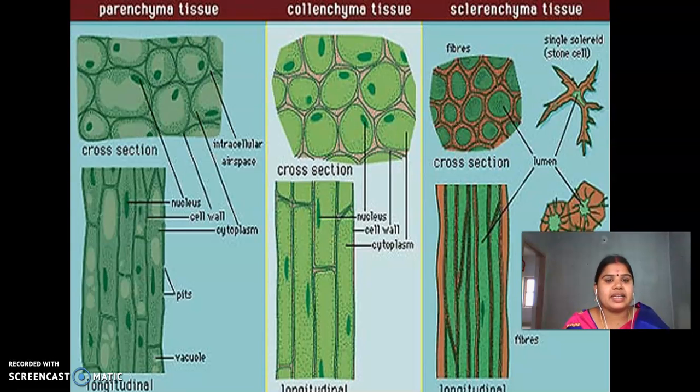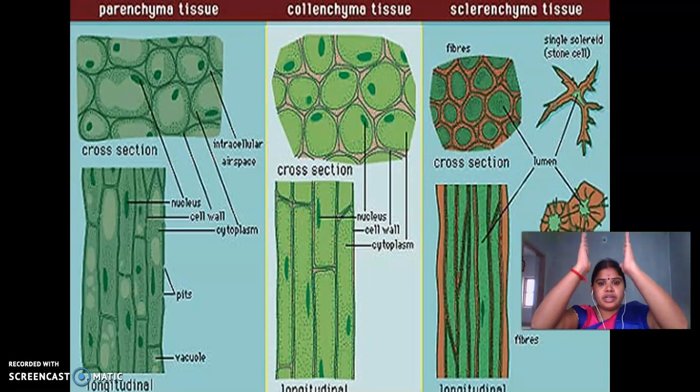Next, parenchyma tissue, collenchyma tissue, sclerenchyma tissue. Same as I explained in the previous slide. But here I want to show you the parts which are present in the tissues. See here, there are intercellular spaces and a nucleus. Both are the same. Here this is a longitudinal section, and the first one is the cross section. The second one is the longitudinal.